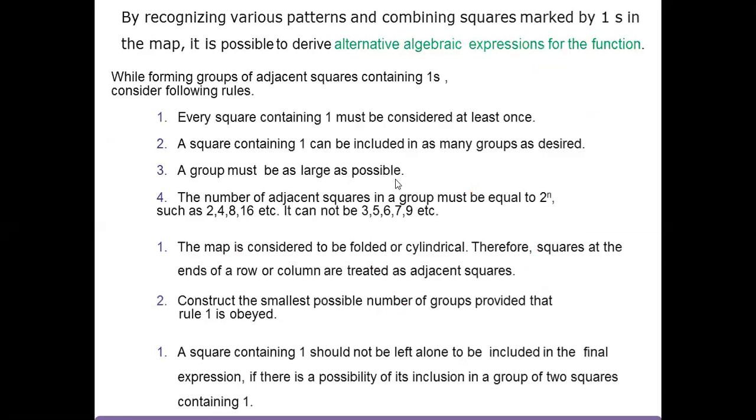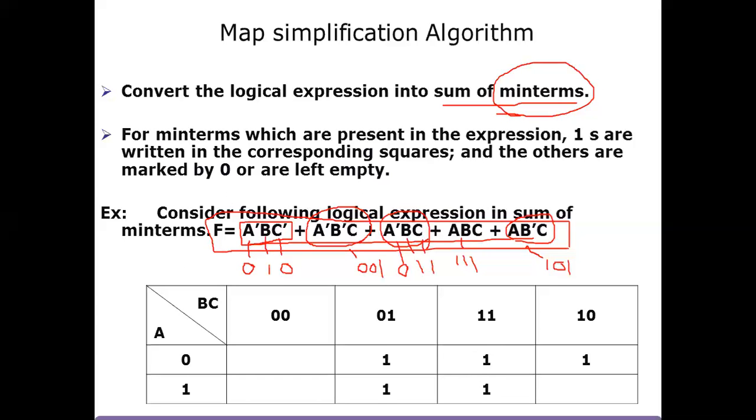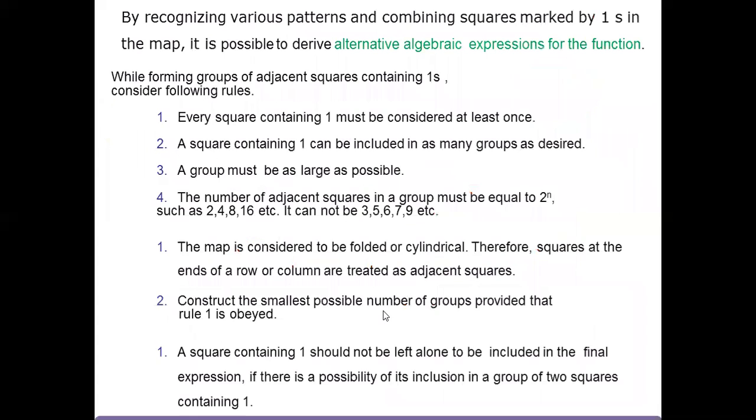Groups must be as large as possible, and the number of adjacent squares in a group must be equal to 2 to the power n. So 2 to the n equals 2, 4, 8, 16, when n is 1, 2, 3, 4, likewise. It cannot be 3, 5, 6, 7, 9. So you can make groups of 2, 4, 8, 16, likewise. It cannot be 3, 5, 6, 7.